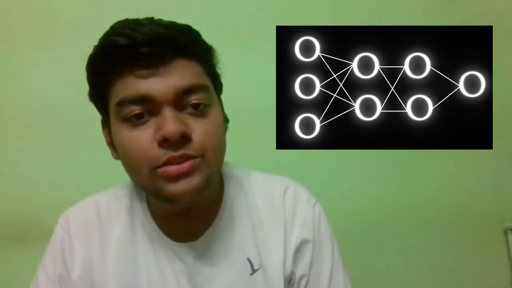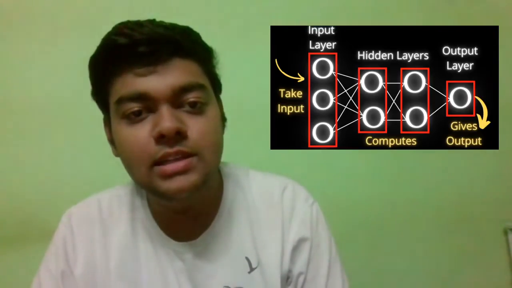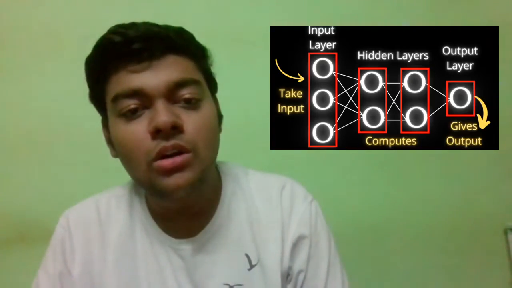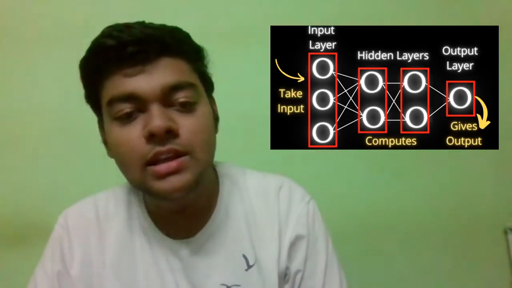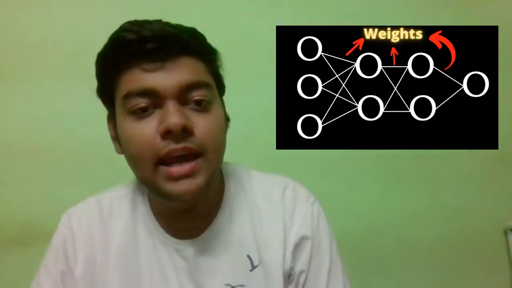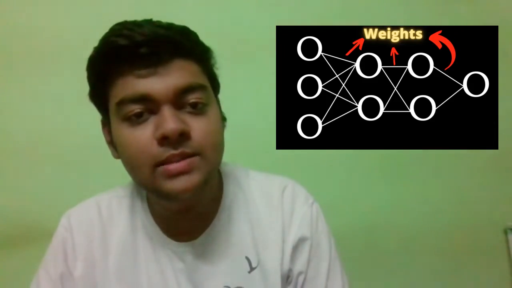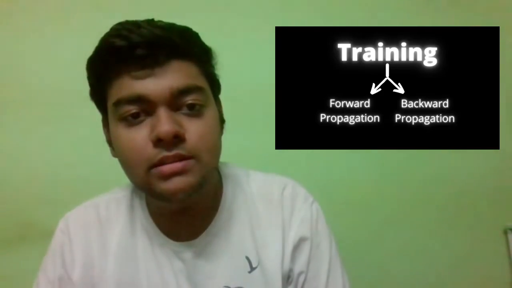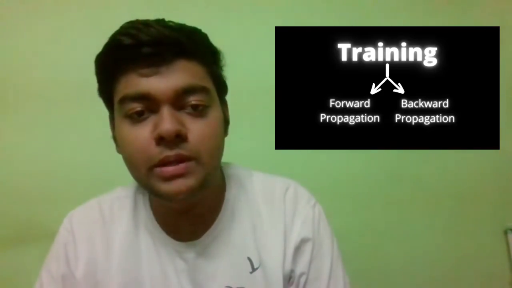Again, these neurons come together to form various layers. So each neuron in each layer is connected to all the neurons in the successive layers, and these edges that you're seeing are usually referred to as weights, and your task is to optimize these weights. So for this task, it has to go through a process called training, and training process involves two methods, the forward propagation and the backward propagation.